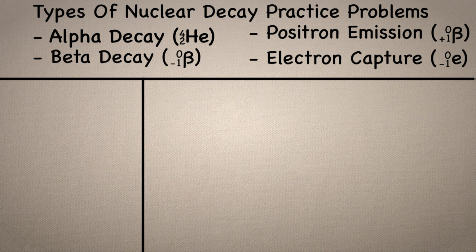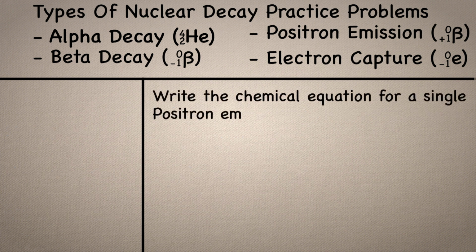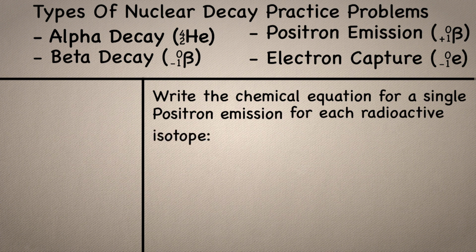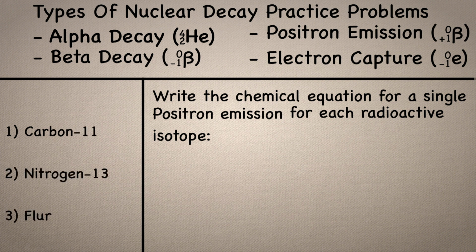Now we can move on to positron emission. Write a chemical equation for a single positron emission for the following radioactive isotopes: carbon 11, nitrogen 13, fluorine 18. Carbon 11 to start out. So that would be 11, 6 carbon, because carbon's atomic number is 6. Okay, so we're going to space out a bit, like we've done our yield sign, and we write down our particle first.